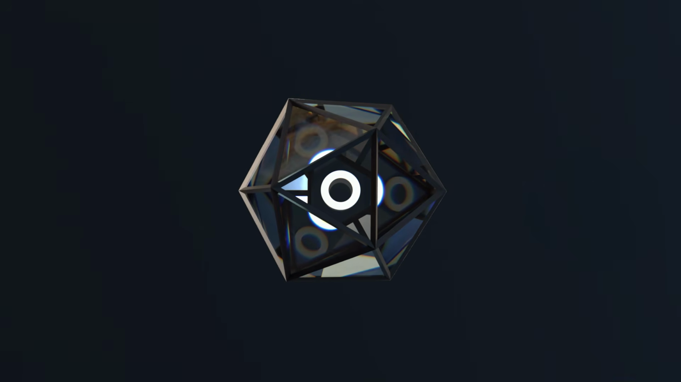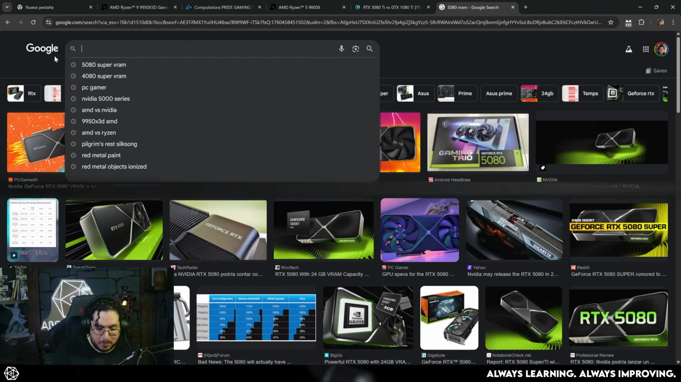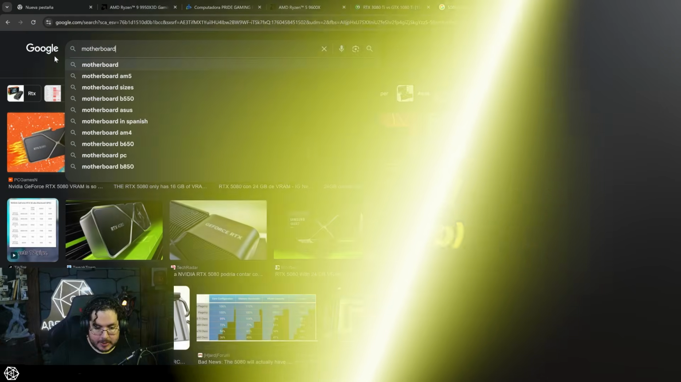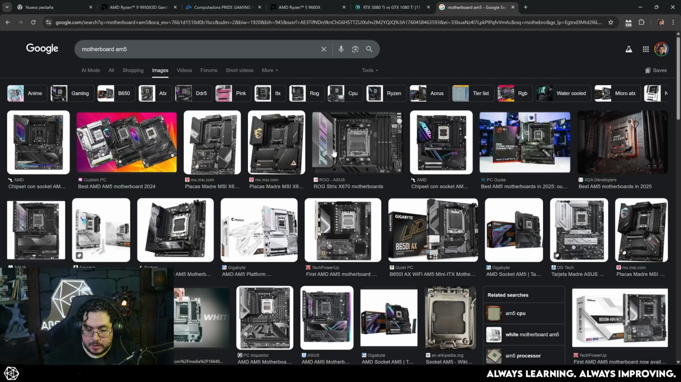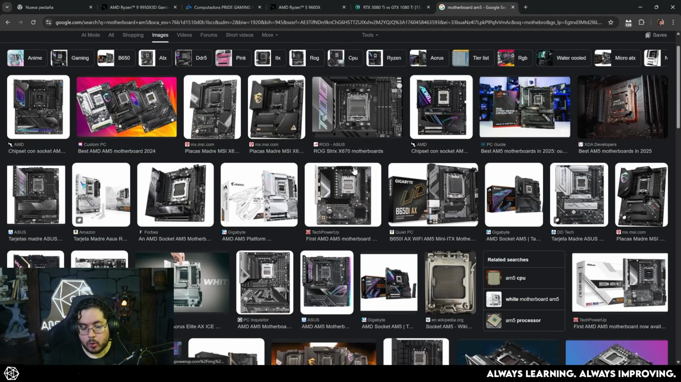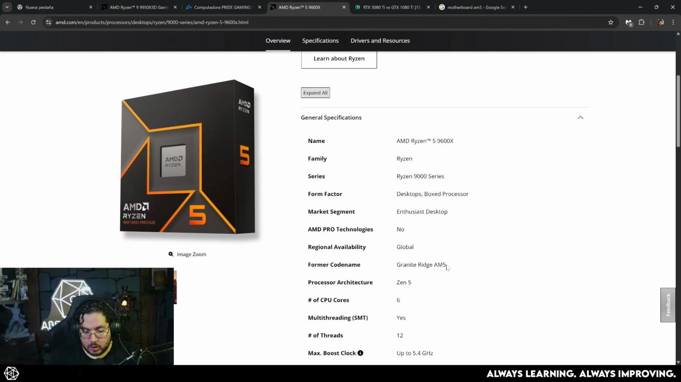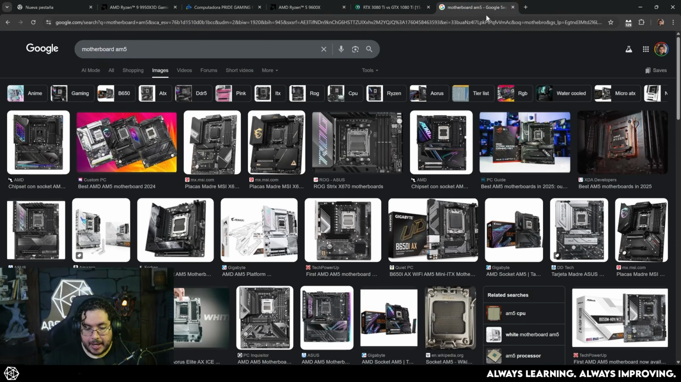And let's continue. Now, the next component, and this is very important, is of course the motherboard. Okay, and this is a place where a lot of people mess up quite badly. The motherboard will have a specific type of socket depending on which component you're using. If you're using a Ryzen component like this one right here, you can see that it's looking for the AM5 socket. So you need to look for an AM5 motherboard.